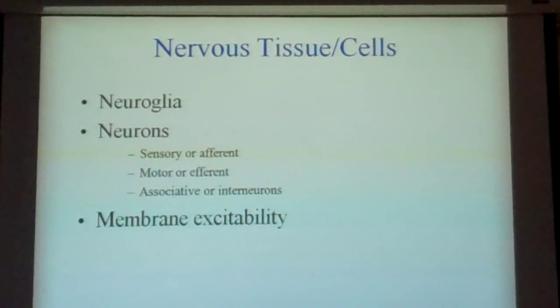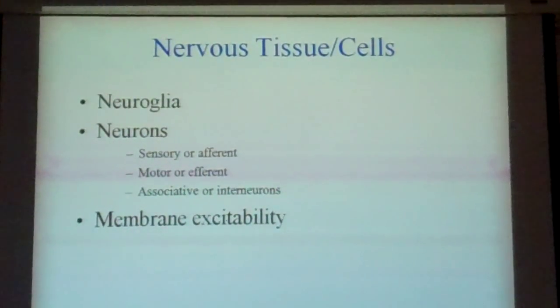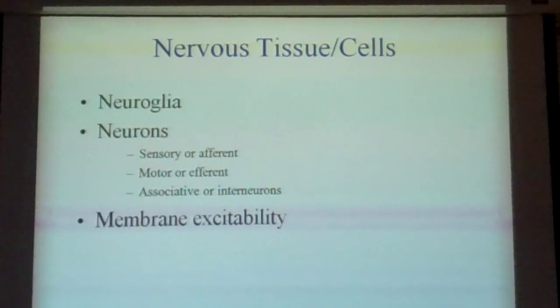There are different kinds of neurons. There are sensory, which are also called afferent. There are motor neurons, which are called efferent. And then there are associative or interneurons. And for us to get a signal, there has to be membrane excitability.